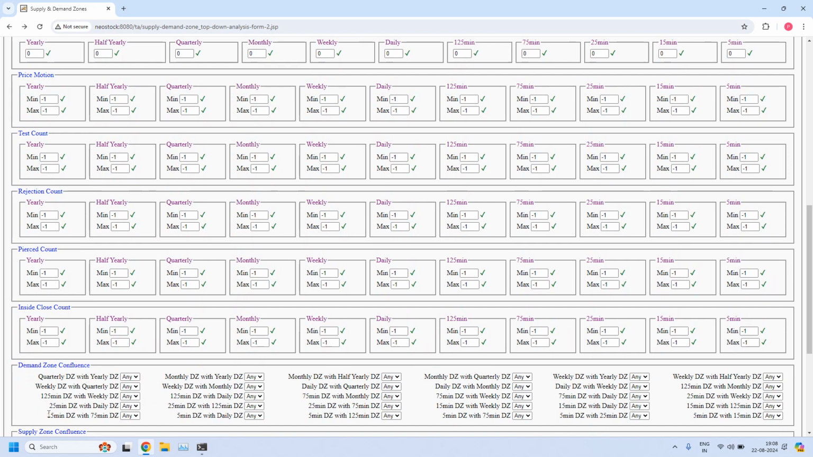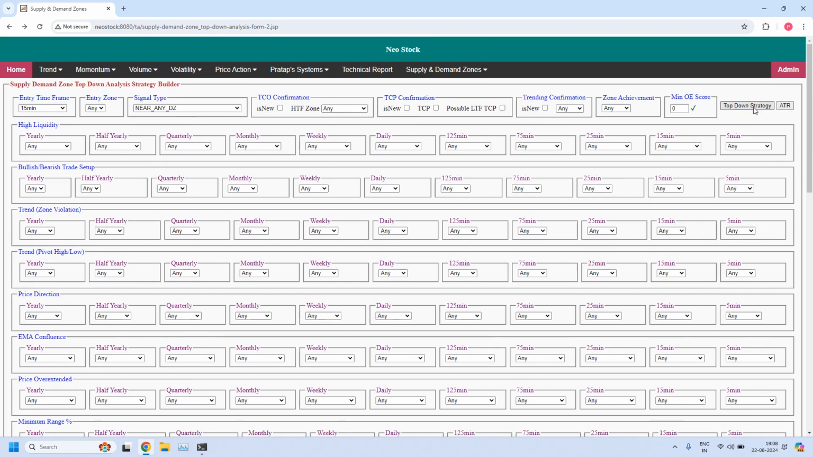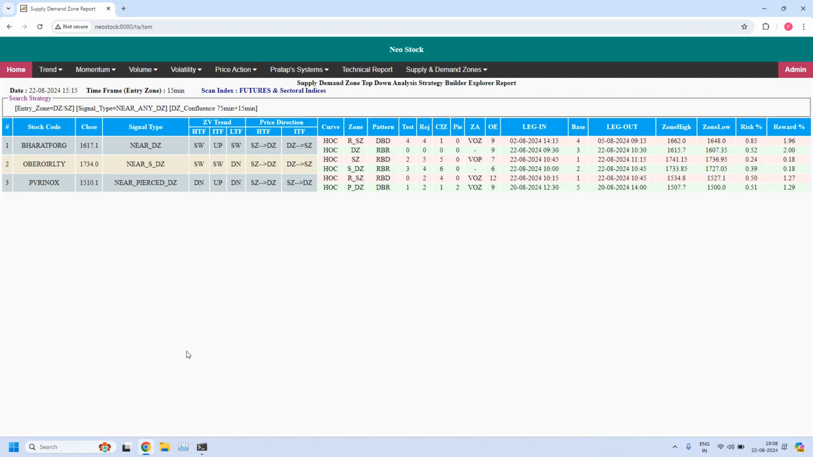So we have the 15 minutes demand zone with the 75 minutes demand zone. I am enabling it. So with this filter, let's verify. Out of 8, 3 stocks are filtered. All these 3 stocks are currently supporting demand zone confluence with the 75 minutes time frame. But this one is already pierced, PVR Inox. You have to ignore it.